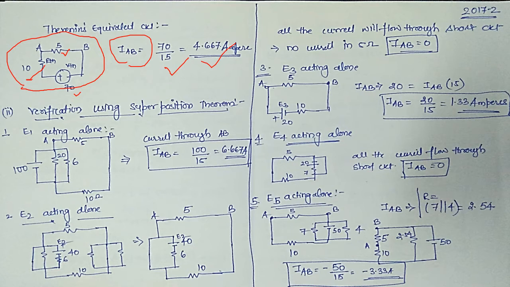Now let us go for using the superposition theorem. What we have to do is consider each of the sources acting alone, and then find out the current flowing in this AB branch, and then go for the algebraic sum of all the currents.